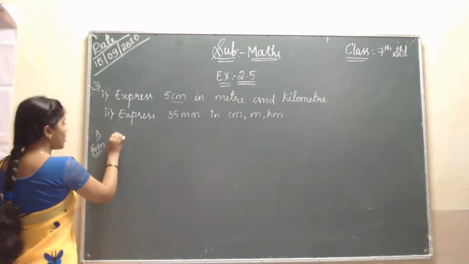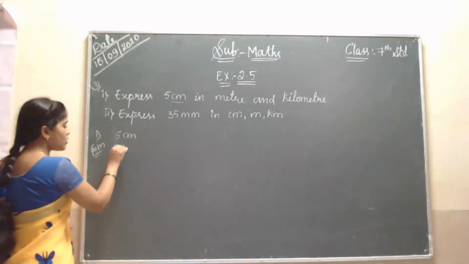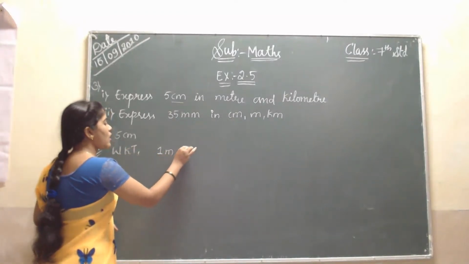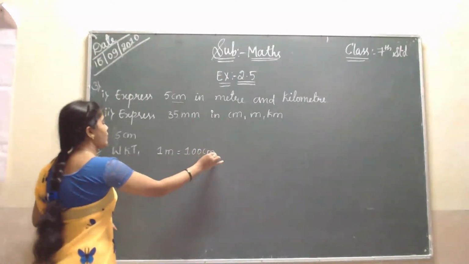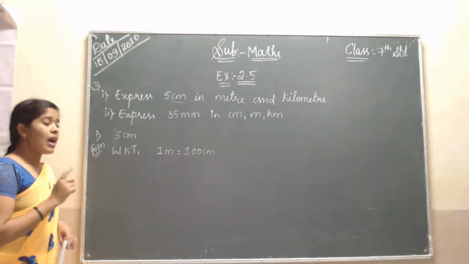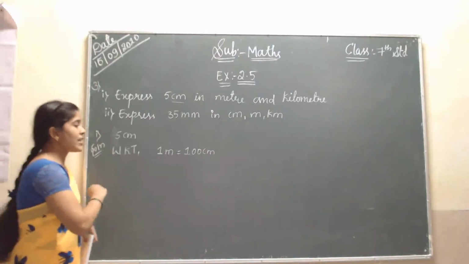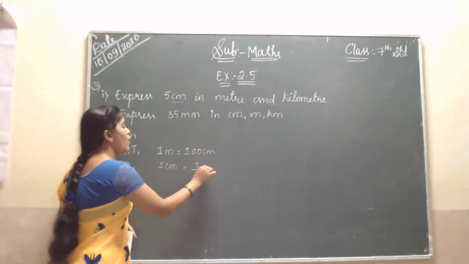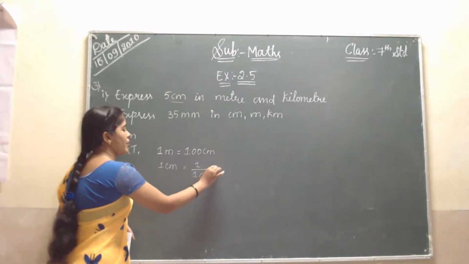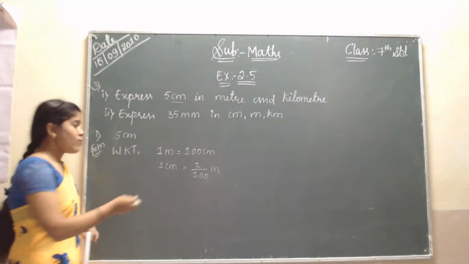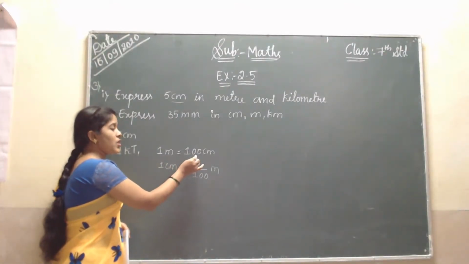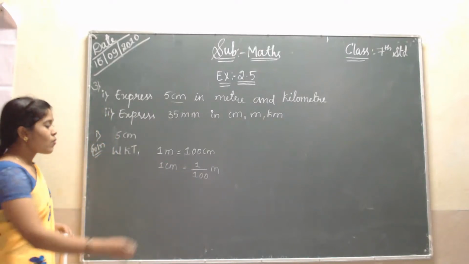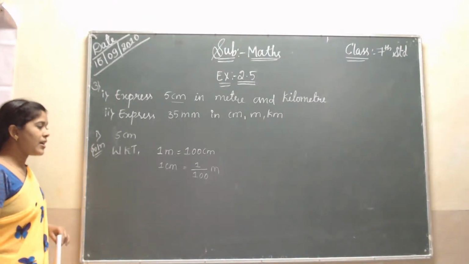What is the question? 5 centimeter. We know that 1 meter is equals to 100 centimeter. 1 meter is nothing but 100 centimeter. So we have to convert centimeter to meter. So 1 centimeter is equals to 1 divided by 100 meter. Converting biggest unit into smallest unit, you have to multiply. Smallest to biggest, you have to divide. Here 1 centimeter is nothing but 1 divided by 100 meter.